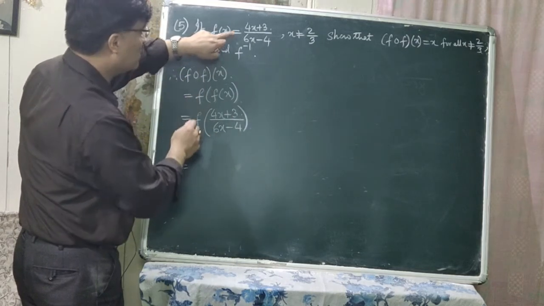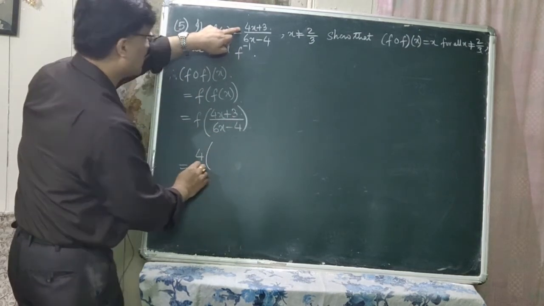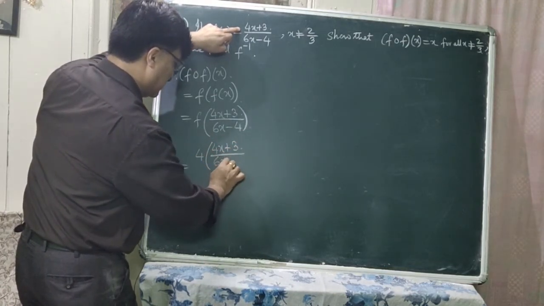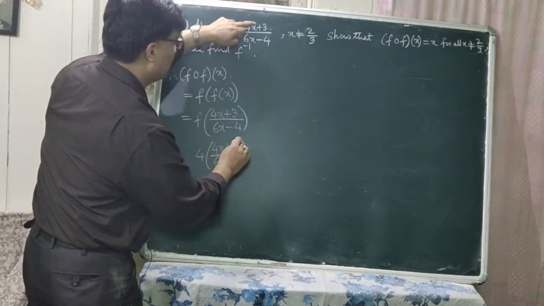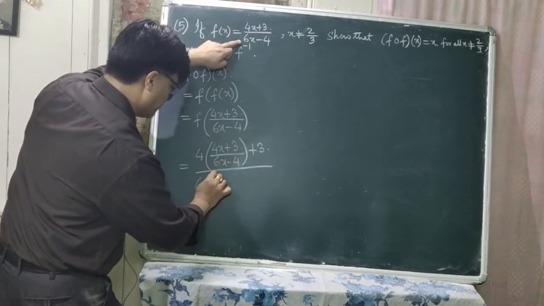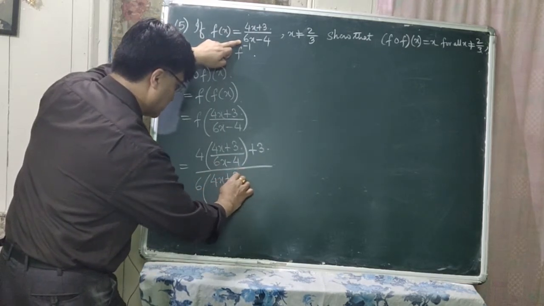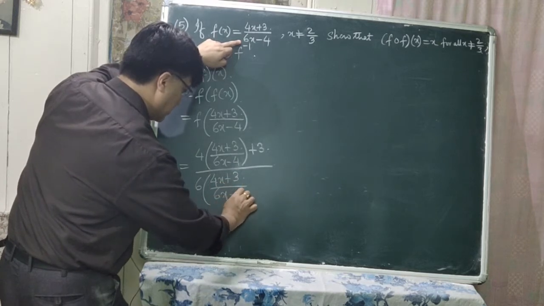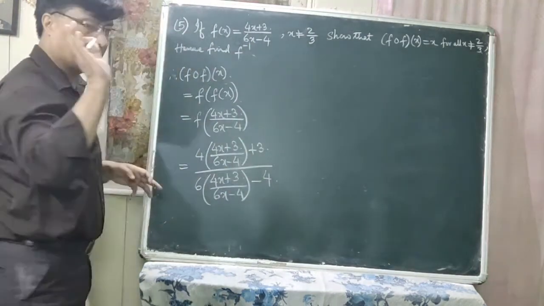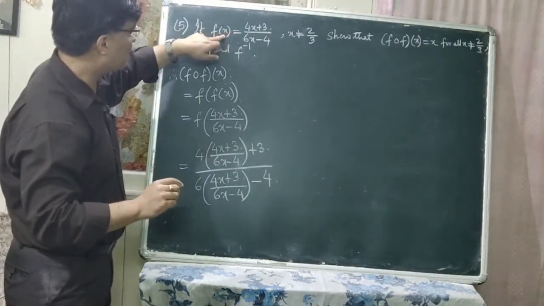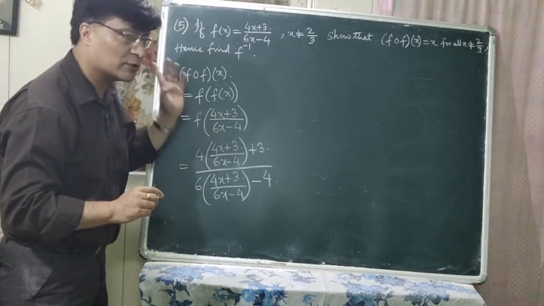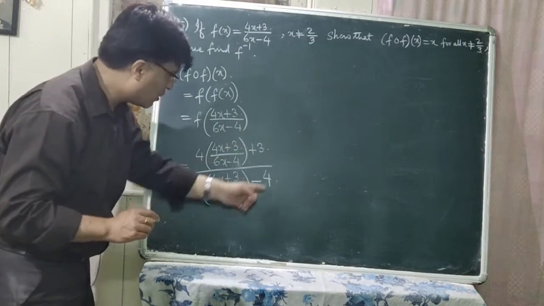So, what does it become now? It is equal to 4. Again, instead of x, there should be 4x plus 3 divided by 6x minus 4. Then plus 3. This whole divided by, again 6 into 4x plus 3 divided by 6x minus 4, bracket closed, minus 4. So I think you have understood it. So instead of x, we are substituting 4x plus 3 divided by 6x minus 4 on the right hand side. So we got this expression.